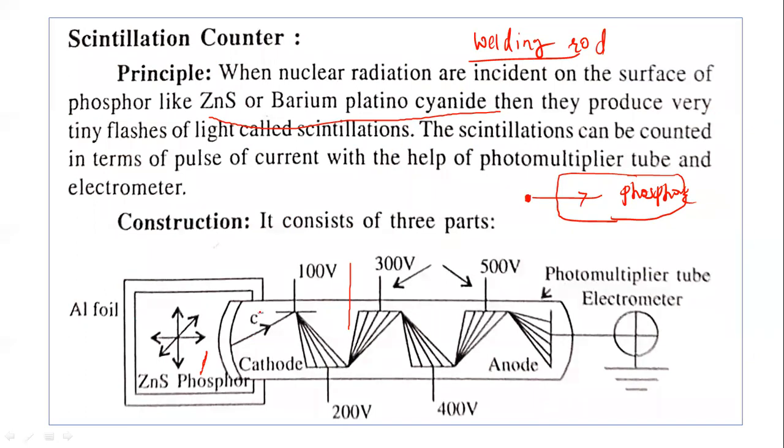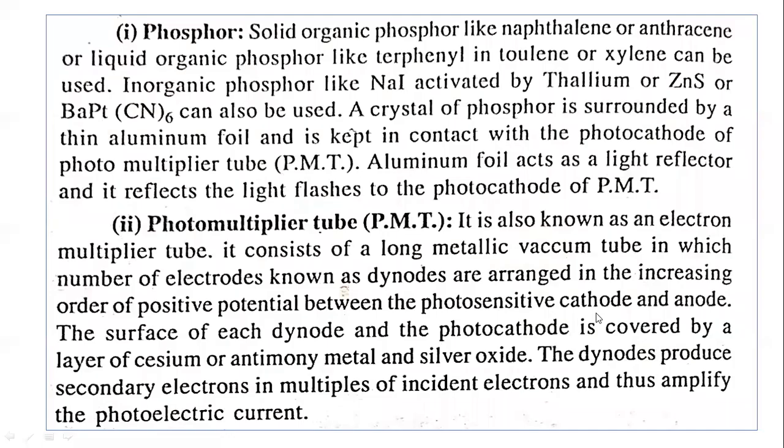You can see in the diagram, this is the block diagram of the scintillation counter. This is the phosphor material, this is the photomultiplier tube, and this is the electrometer. So the scintillation counter consists of three parts. First, a phosphor, here a zinc sulfide phosphor is used. Second, a very important part of the scintillation counter, the photomultiplier tube. And last, an electrometer, which is used to measure the number of counts. So let us see the construction of the scintillation counter first.